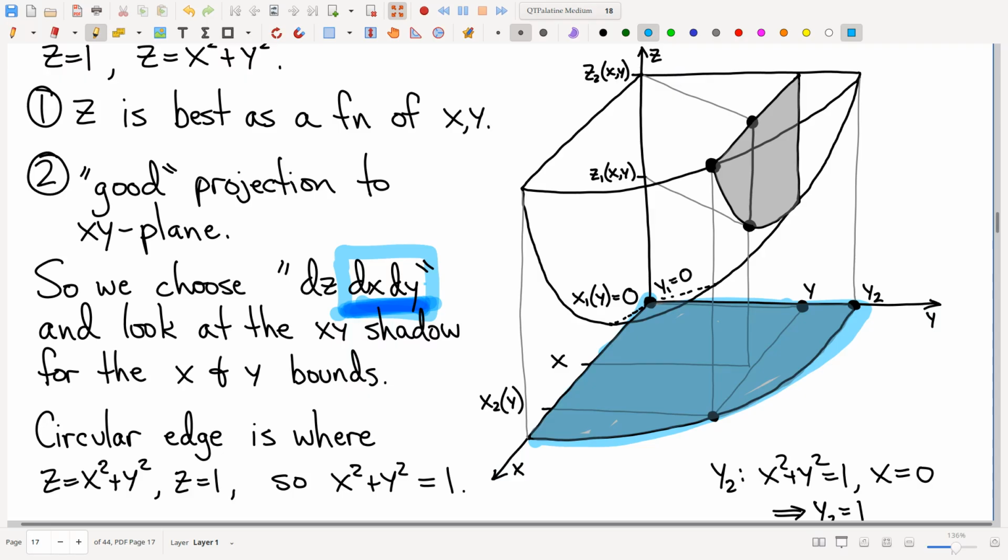Shadow's a quarter disk. That's not that bad. I could deal with it, right? Why do I care? What gives? What's the purpose of looking at this shadow? And here's the wonderful little argument. As you slice up your solid, you are effectively also slicing up the shadow.